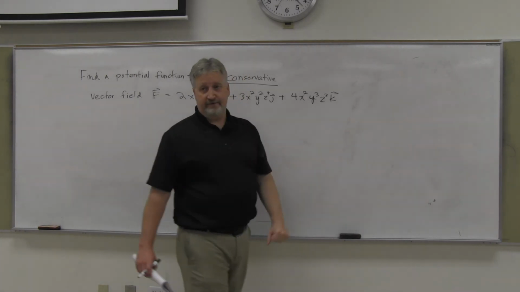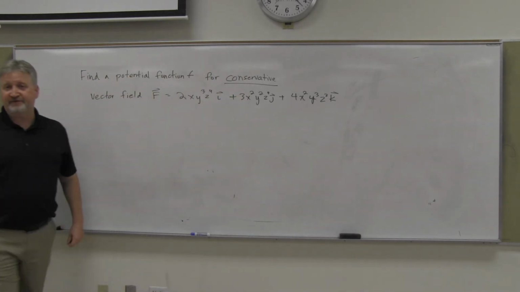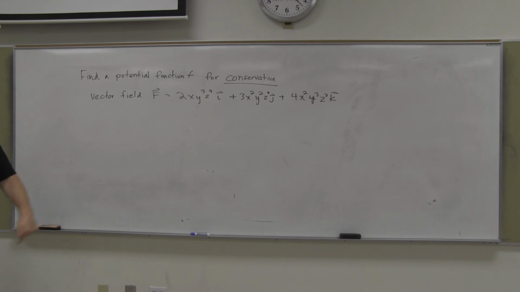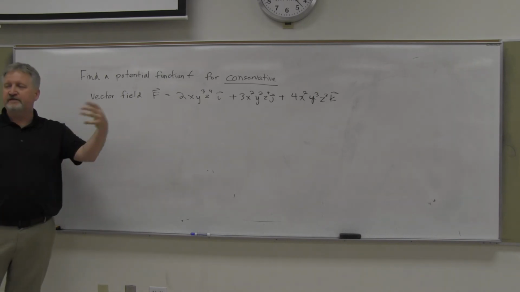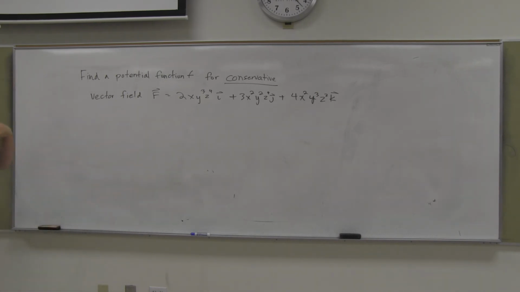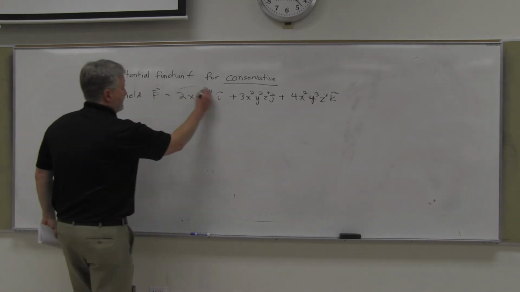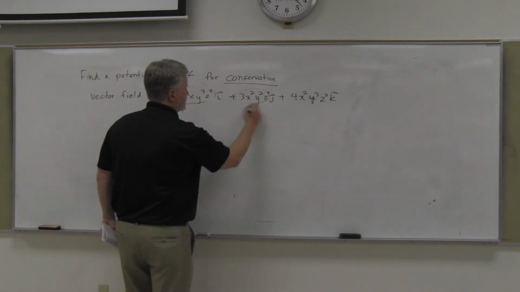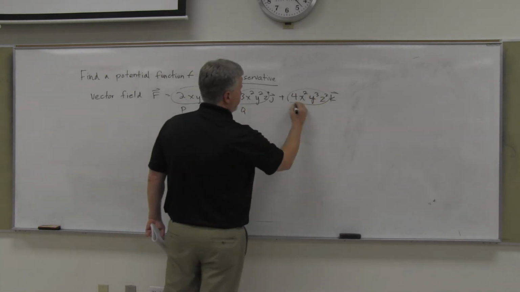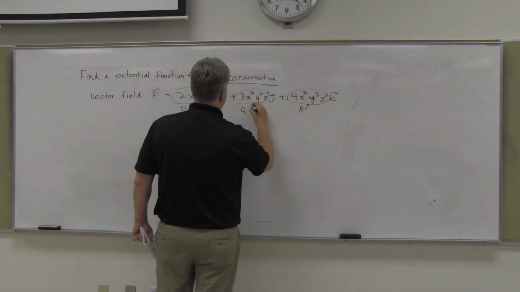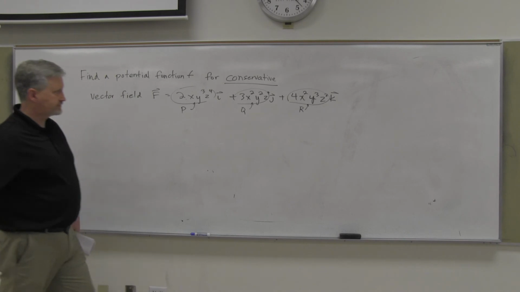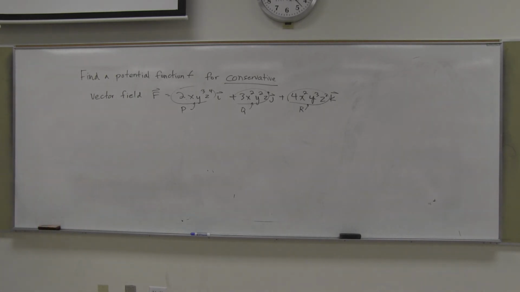But here's what we can do. We can still find the potential. If we know it's conservative, we can still find the potential because it's really just extending what we've done before. So it's kind of another example of doing this. All right, so what do we got? We got P, we got Q, and we got an R. Guess what? If it's conservative, same thing holds here.